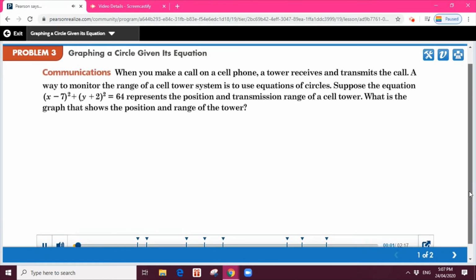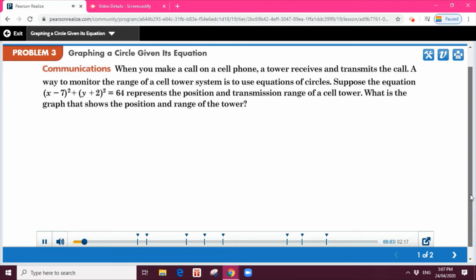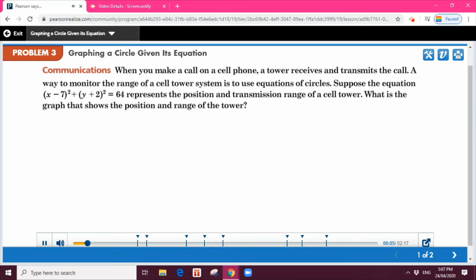In this problem, you will graph a circle given its equation. When you make a call on a cell phone, a tower receives and transmits the call. A way to monitor the range of a cell tower system is to use equations of circles. Suppose the equation of the quantity x minus 7 squared plus the quantity y plus 2 squared equals 64 represents the position and transmission range of a cell tower. What is the graph that shows the position and range of the tower?